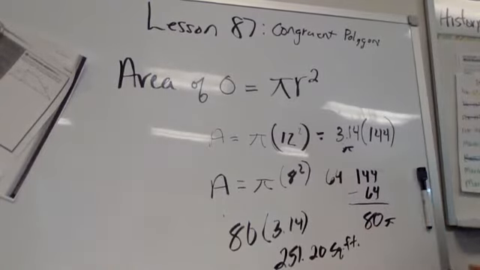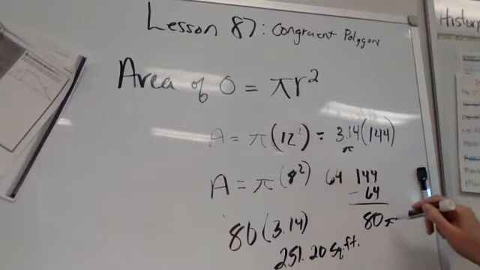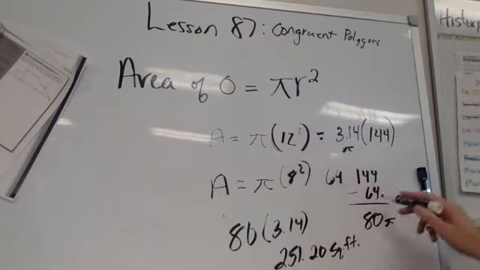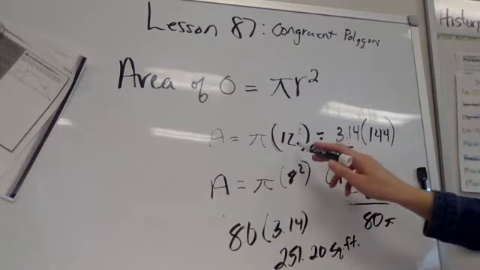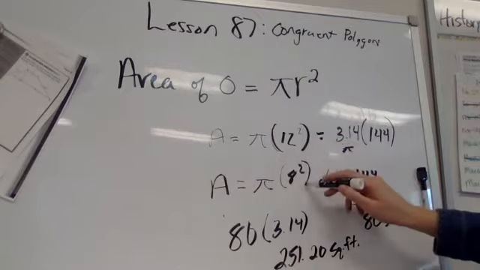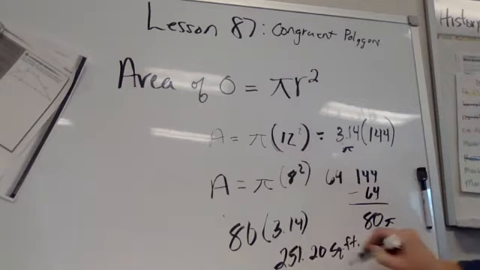Okay. So you could have done that either way. You could have found the square and multiplied that out and then subtracted, but that kind of makes sense. So we took the radius of the big one and the little one, squared them, subtracted, and then took it times pi.